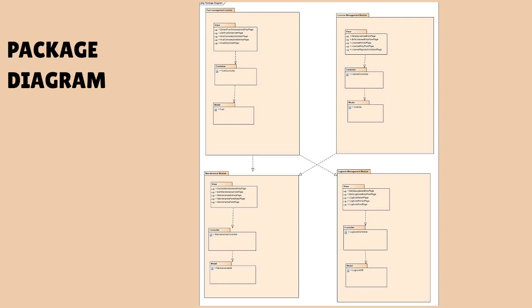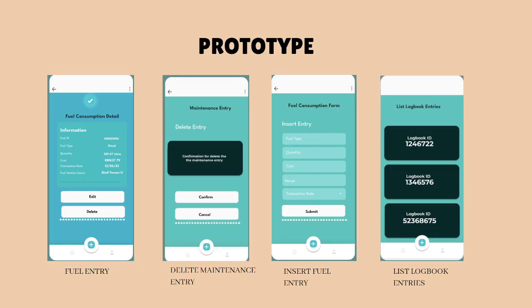And for the package diagram, we use MVC, which is model view controller. For the view, we have delete fuel consumption entry form page and fuel consumption as the view of the user to the system. The controller transmits the data from the view, taking the input to the database, and the model will be the database for us to retrieve and update the data. This is the prototype for the fuel entry, delete maintenance entry, insert fuel entry, and list logbook entries. Others you can see in the thesis, in appendix C.